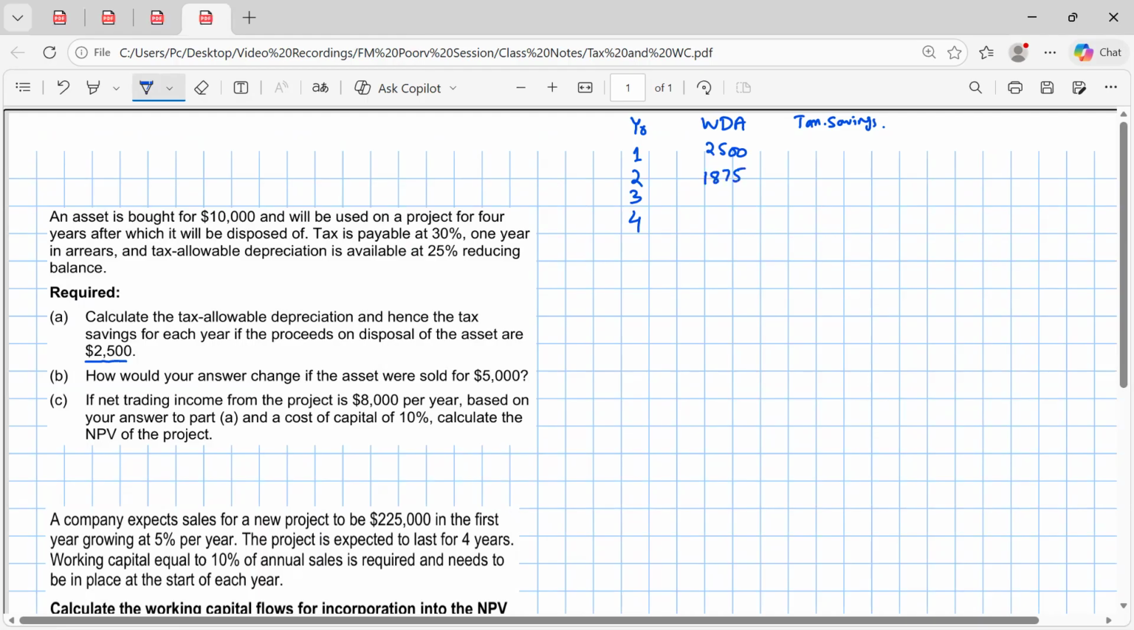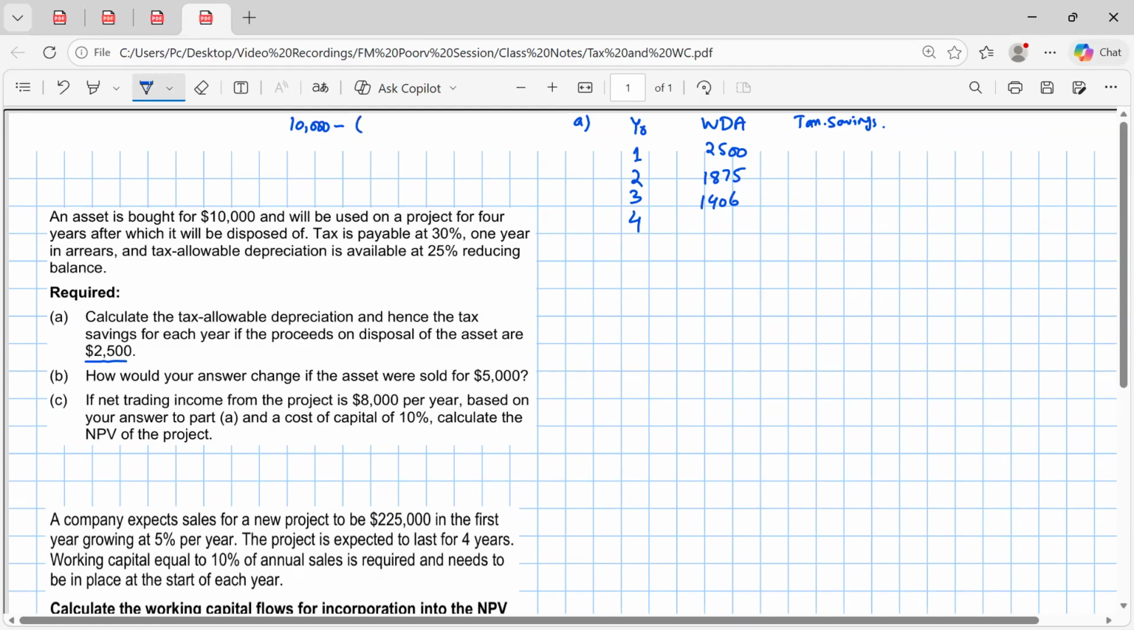For year three? 1406.3. For year 4, will we do the same? No. Because we have to calculate the balancing allowance or charge. So let's leave it. Let's calculate the balancing allowance or charge. So what was the formula for that? Investment net of already claimed WDA. So your investment was 10,000.